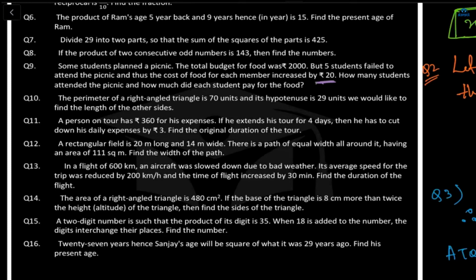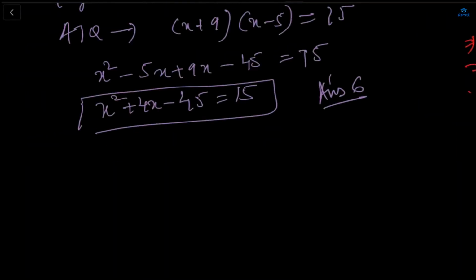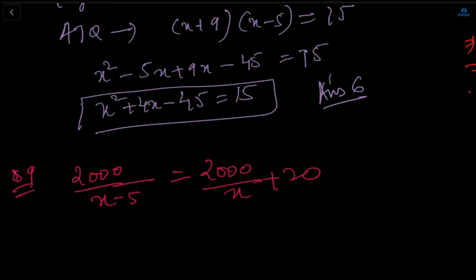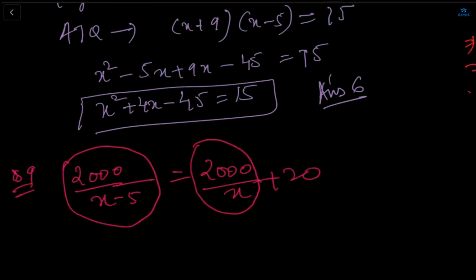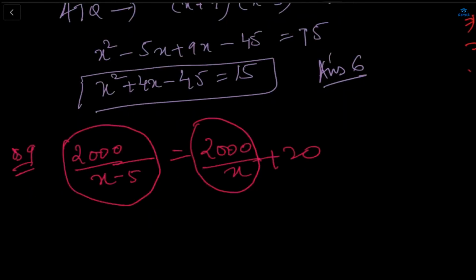What is said here is that the total budget for food was 2,000, but 5 students failed to attend the picnic, and thus the cost of food for each member increased by 20. So the equation for question number 9 will be 2,000 by (x minus 5) equal to 2,000 by x plus 20, because at that time each person has to pay 20 rupees more when 5 students were fewer. This amount is per student that they have to pay. When you solve this equation, you will get the answer.